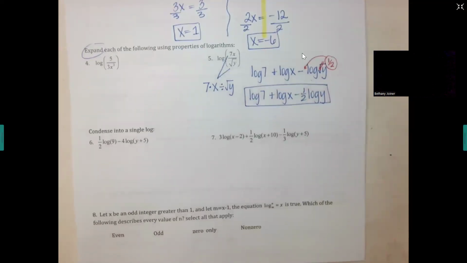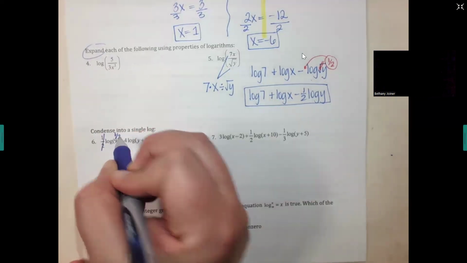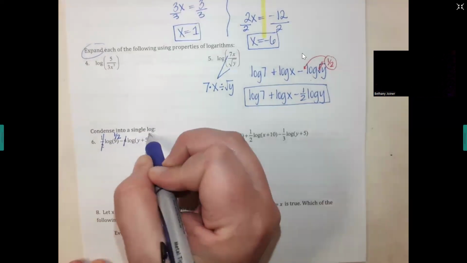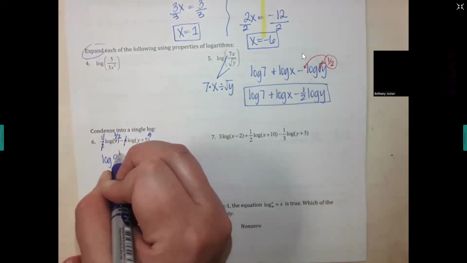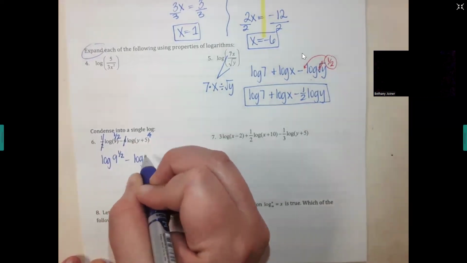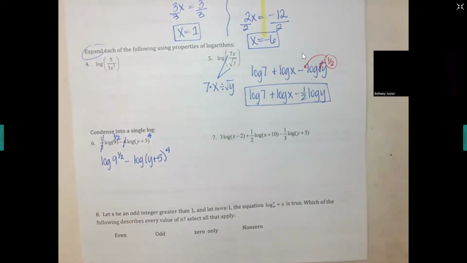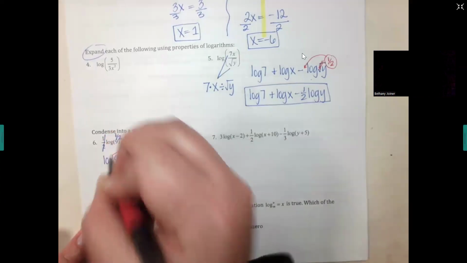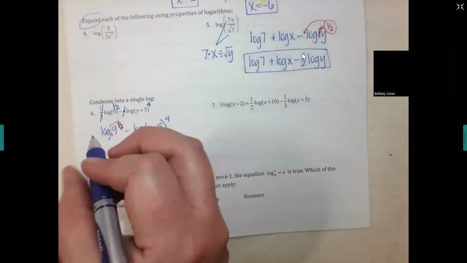All right, next row, we'll do number 6. First thing I notice is I have some numbers in the front that need to go up. So I'm going to take my 1/2, push it up, my 4, push it up. So now I have the log of 9 to the half minus the log of y plus 5 to the 4. Now, you should remember, based on the example we just did, that a 1/2 power is the same as a square root. And so if I think about it as a square root, then I would be like, oh, well, the log of square root 9, really, that's a log of.